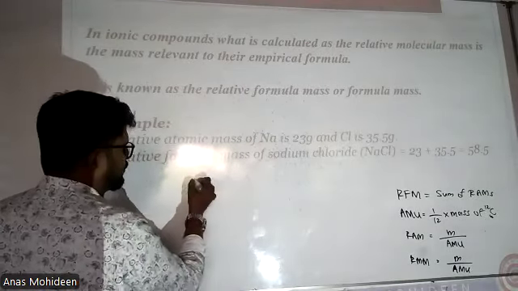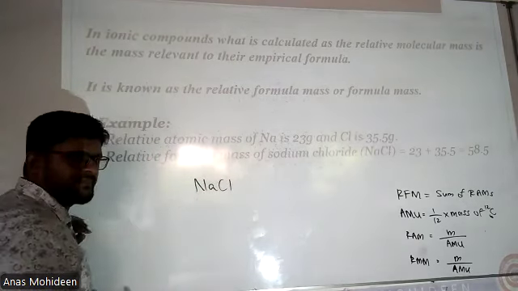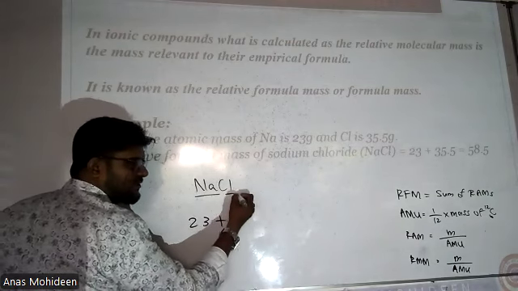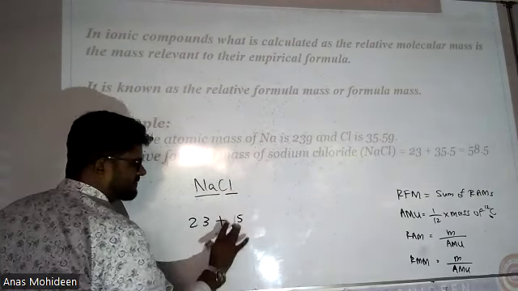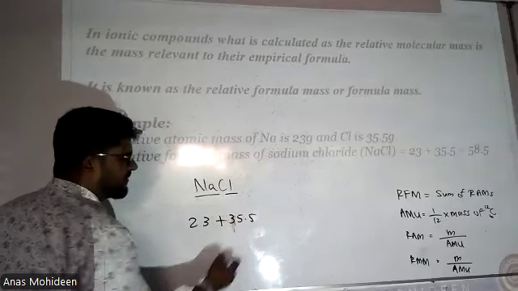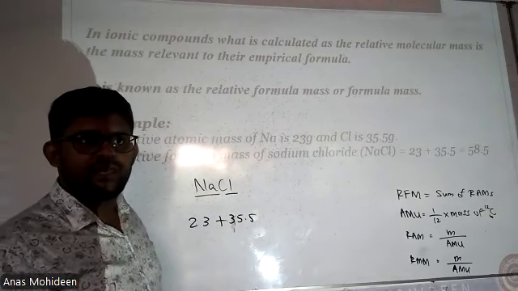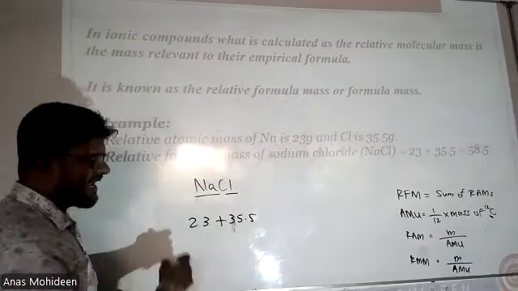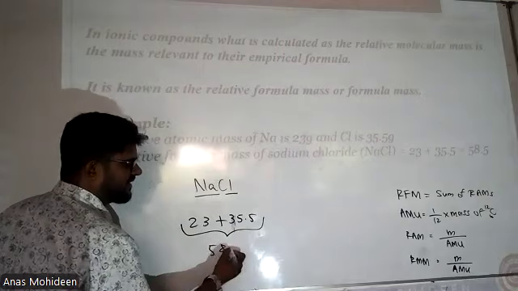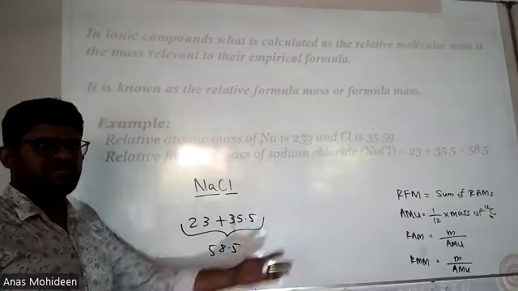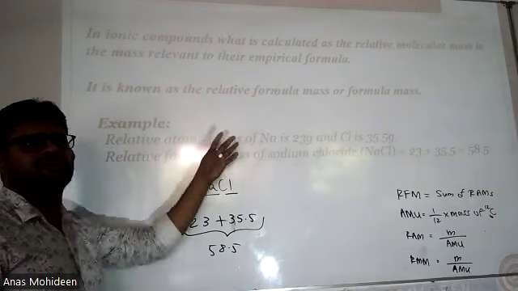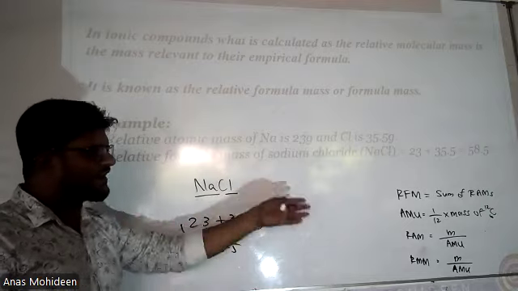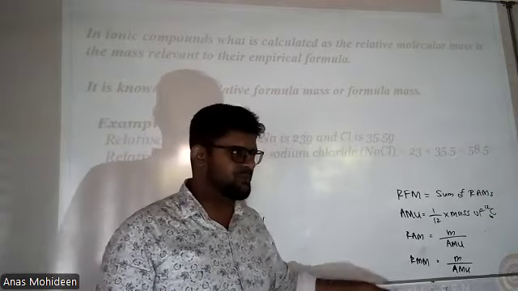Sodium chloride. Sodium chloride is NaCl. How much is sodium? Only one sodium is there. 23. Plus only one chlorine is there. Check how much is chlorine. 35.5. Correct? Now send it to your mind, 35.5 is chlorine. And then 58.5. So that 58.5 is the relative formula mass of sodium chloride. Sodium chloride is an ionic compound, so we get the relative formula mass. Same way you can find out the relative molecular mass also.